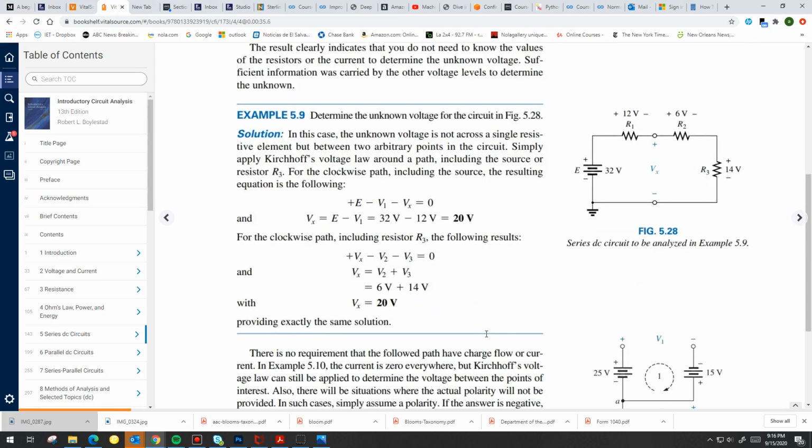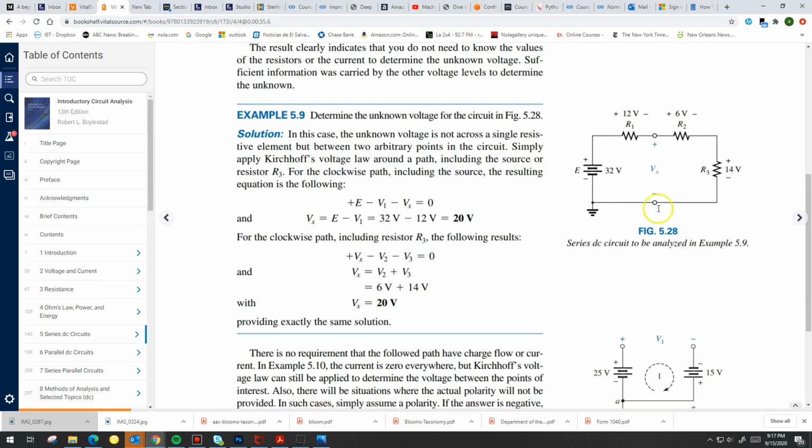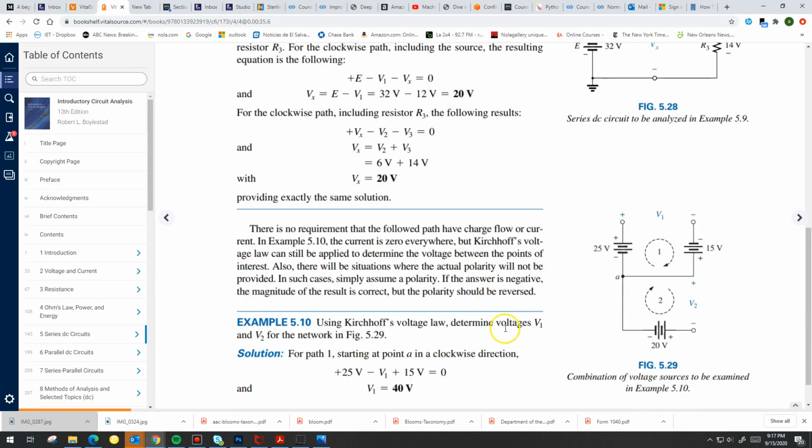If I do the same thing on the right-hand side path, if instead I'm going to use this portion of the circuit, I can do the same thing. If I start at the bottom here and go up through Vx, that is a gain, and then I have a drop of 6 and a drop of 14. See? This is the equation right here. A gain for Vx going clockwise, and a drop for V2 and a drop for V3. So solving for Vx, I should get the same thing, which is 20 volts, because like we said before, the voltages are the same.